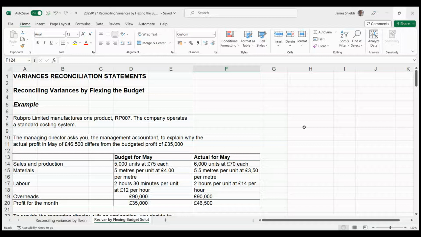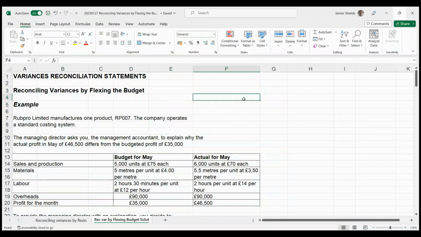Video on variances reconciliation statements. I'm going to reconcile variances by flexing the budget. So I've got an example here for you. Rupro Limited manufactures one product, RP007, and the company operates a standard costing system.